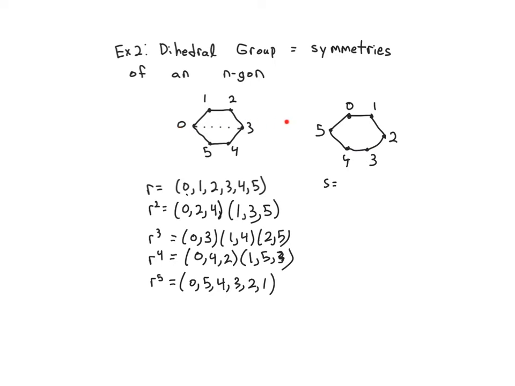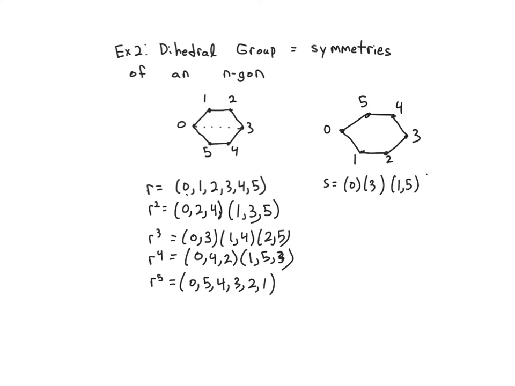So here is this reflection, which I'm going to call S. It's going to fix 0 and 3. Quickly regretting not doing the square instead, but it's going to swap 5 and 1 and 4 and 2. All right, so there's one of the reflections. Now you can start to see what the other types of reflections do.